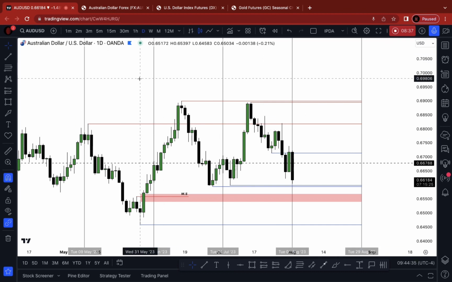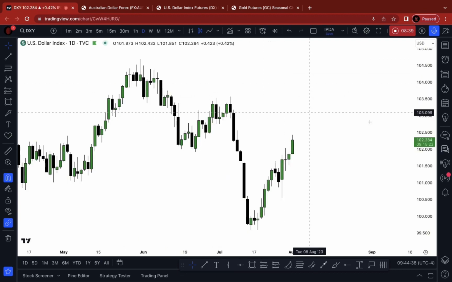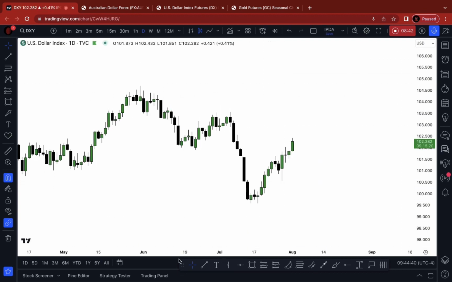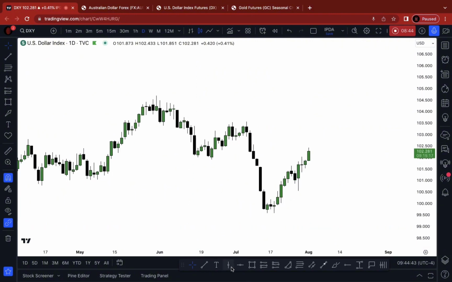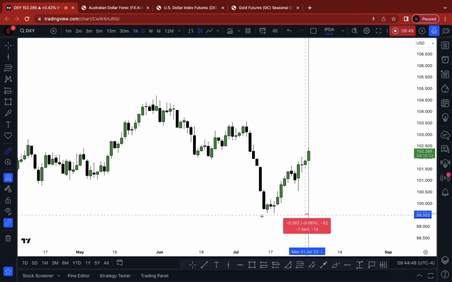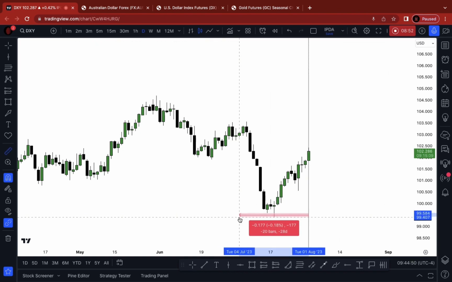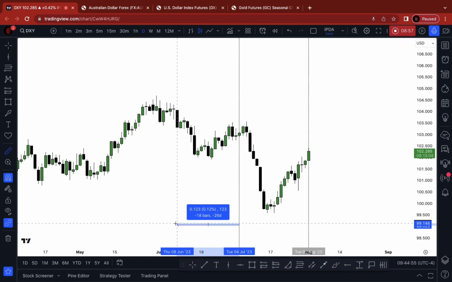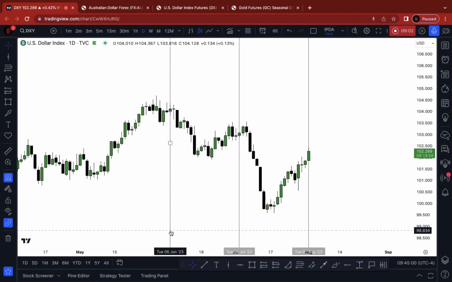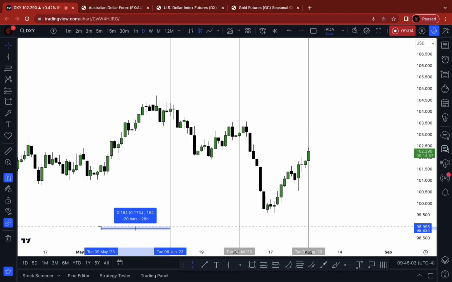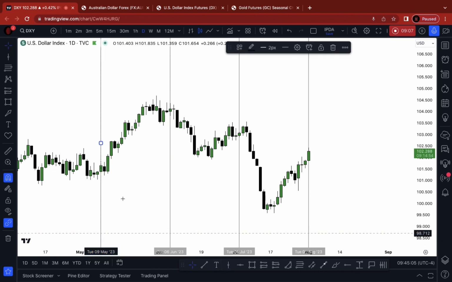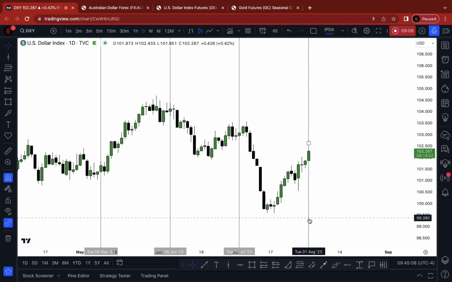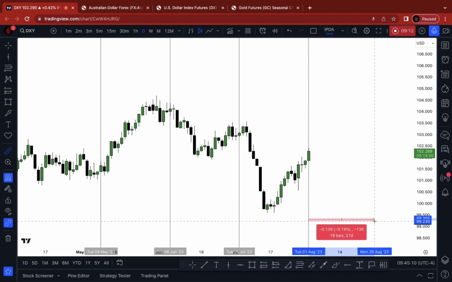Now, if we go to dollar, we'll do the same thing. We'll come here to August 1st, count back 20 bars, and count back another 20 bars from here, which would be 40. So that's that 40-day look back quadrant. We'll come back 60 now. So that's another 20. So we got 20, 40, 60, and then we're going to go back here.